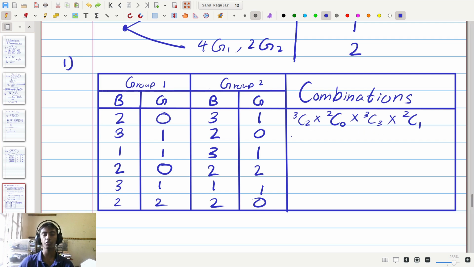We can do the same process for the rest of them. If we consider the next one, we need to choose 3 boys from group 1. There are 3 boys in total, that means we need to choose 3 from 3, so 3 choose 3.